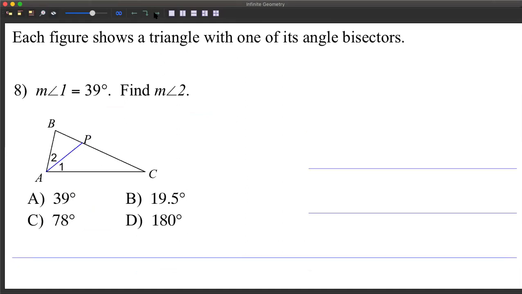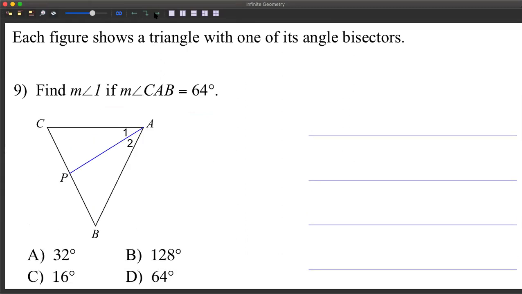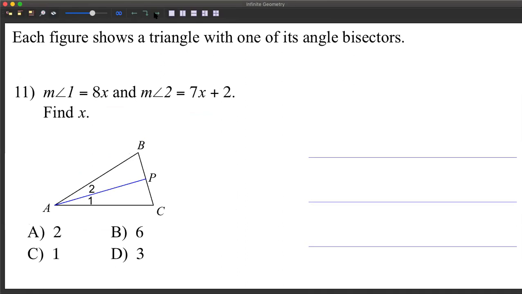Eventually, oh, here's one. This one's nice and easy. They're giving you angle 1, they just want angle 2. Well, that's easy. If 1's 39, then 2's got to be 39. And then eventually you're going to hit ones that involve a little bit of algebra, right? So let's check out these two.